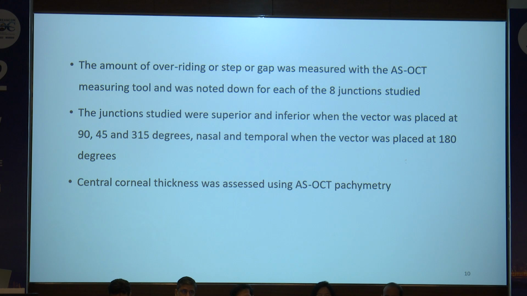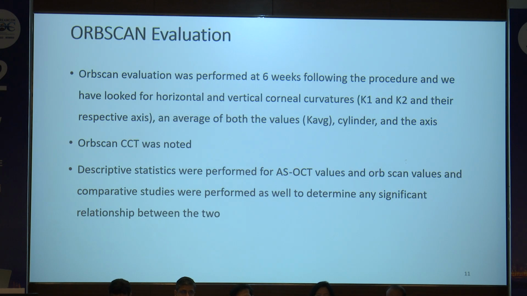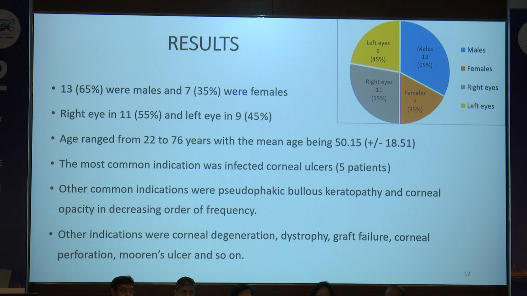The amount of overriding was measured using the AIOC2022 tool, and when the vector was placed at 90, 45 and 315 degree, superior and inferior junctions were studied. When it was placed at 180 degree, temporal and nasal were studied. Central corneal thickness was also measured. Orbscan evaluation: we measured horizontal and vertical corneal curvatures, cylinder and the axis, and CCT was also measured. And descriptive statistics and comparative studies were performed for AIOC2022 and Orbscan values.